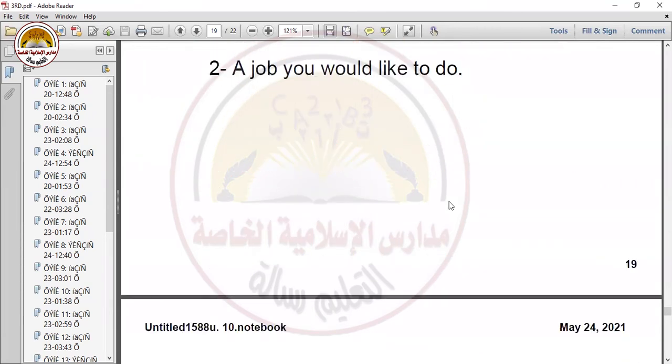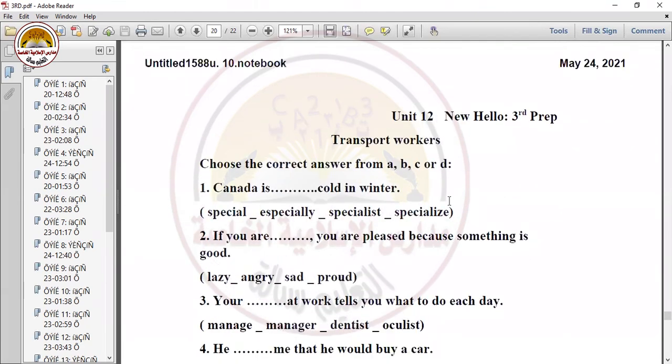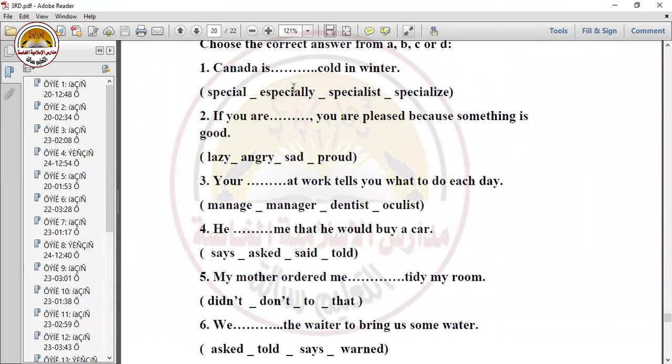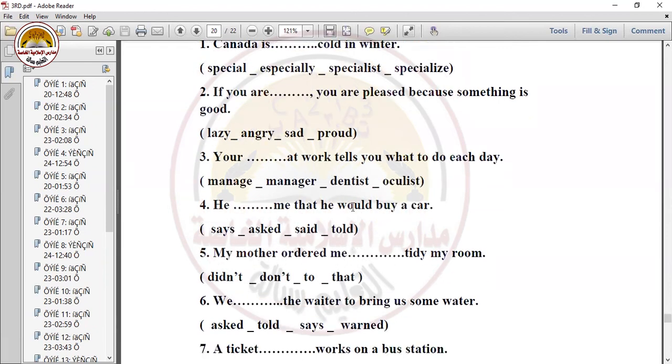Okay. Let's see. Unit 12. This is a short quiz. Can you answer? Choose. Number one, Canada is cold in winter, especially. Yes. Number two, if you are proud, you are pleased because something is good. Angry, sad, proud. Proud, yes.